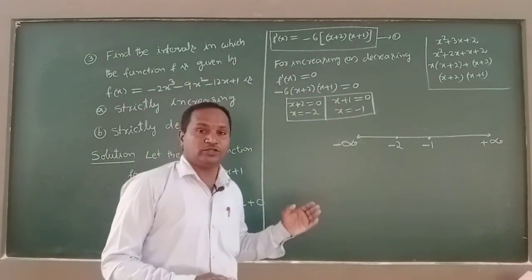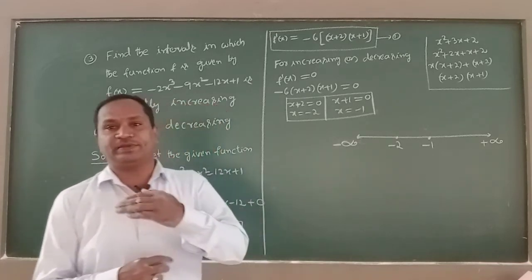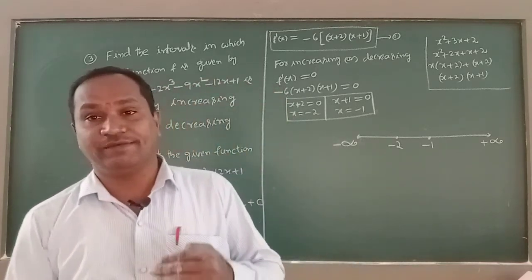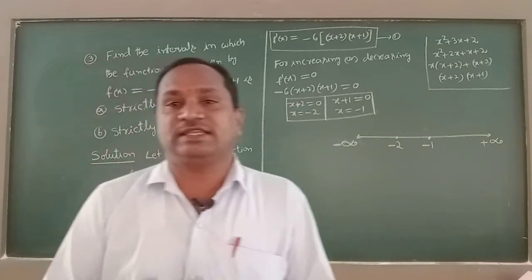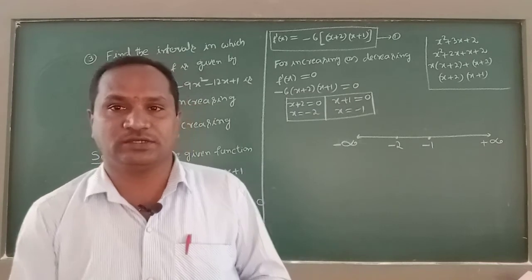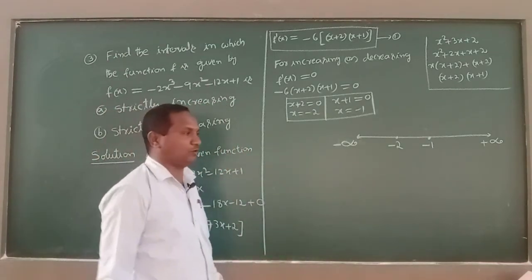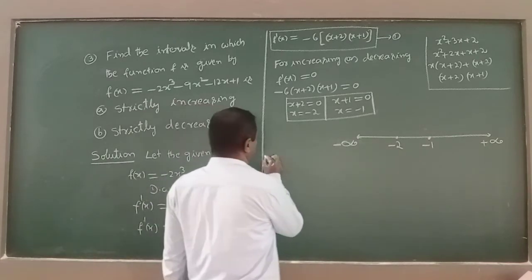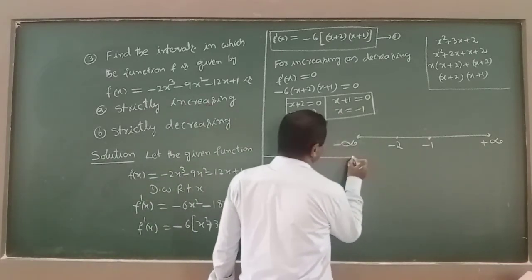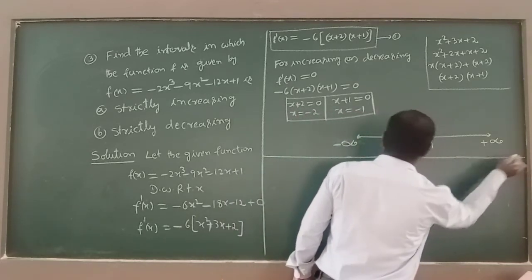Now we are going to give a table also. With the help of that table, we are going to represent whether the given function f of x is strictly increasing or strictly decreasing, and decide about the function. Let us now give the table for this problem. The table here.